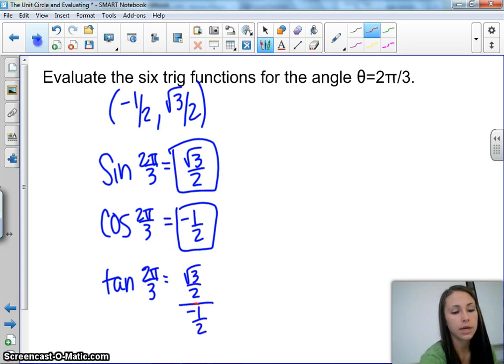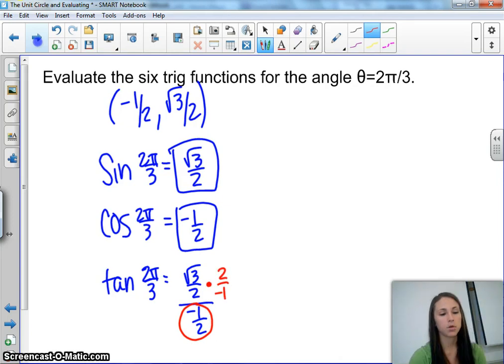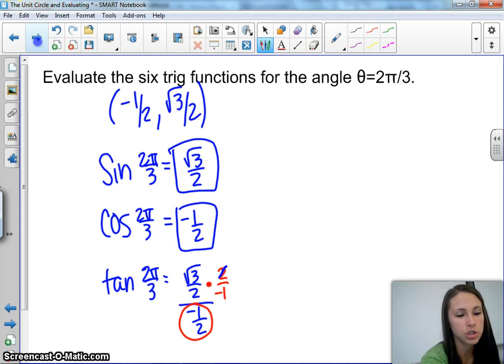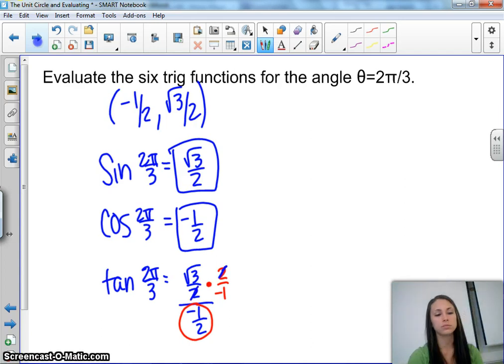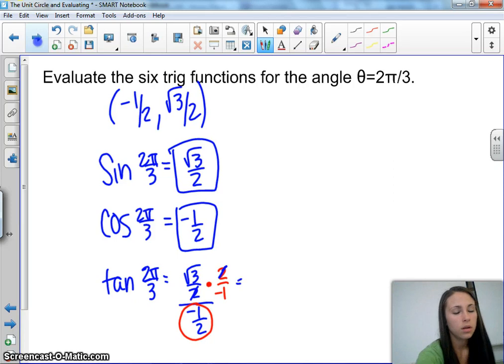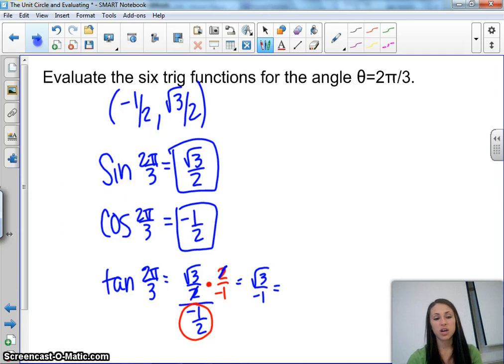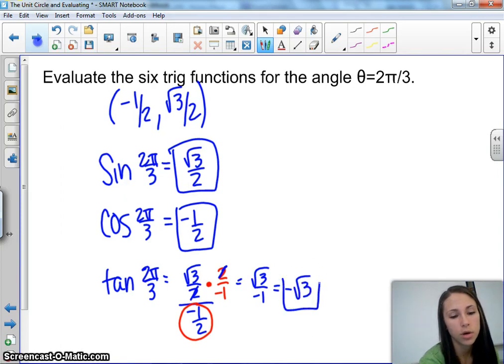Now, this is a double-decker, so I'm going to take this and flip it and multiply it by the top. I'm going to make this a little bit easier on myself. This 2 and this 2 are going to cancel out, and that leaves me with the square root of 3 over negative 1. If you have a negative in the bottom of a fraction, it really just makes the top negative. So this is negative square root of 3.